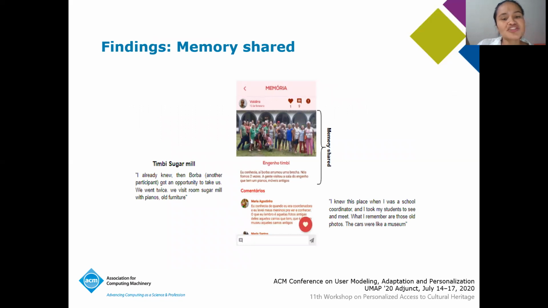So YouuHE is allowing sharing memories through text, image, and audio. The figure shows a memory about a previous visit to a historical place, and another photo related to that visit.